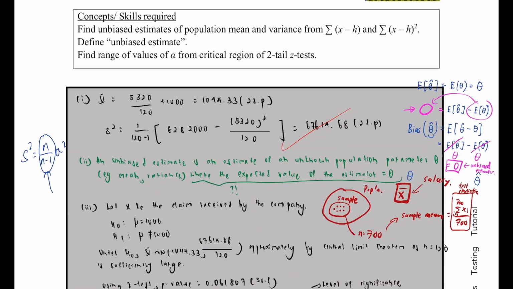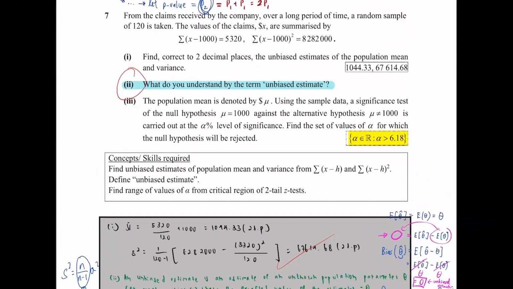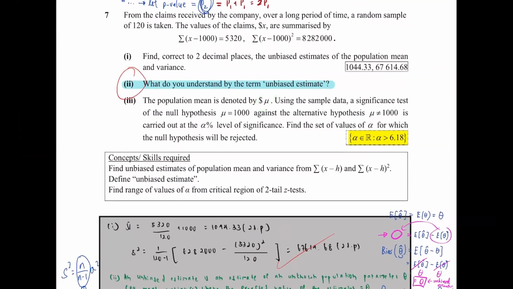Okay, how about part 3? Population mean denoted by mu dollars. Using sample data, a significance test of null hypothesis mu equal 1,000 against alternative hypothesis mu not equal to 1,000 is carried out at the alpha % level of significance. Find a set of values of alpha for which the null hypothesis will be rejected.